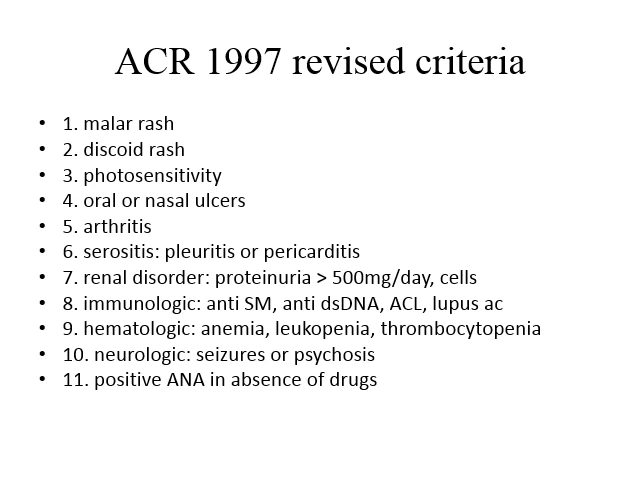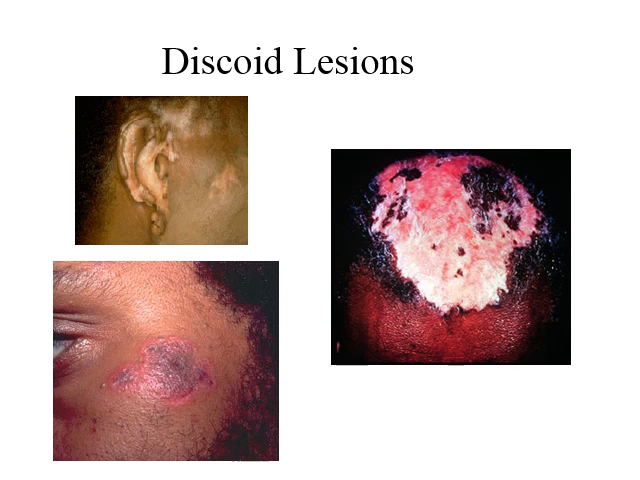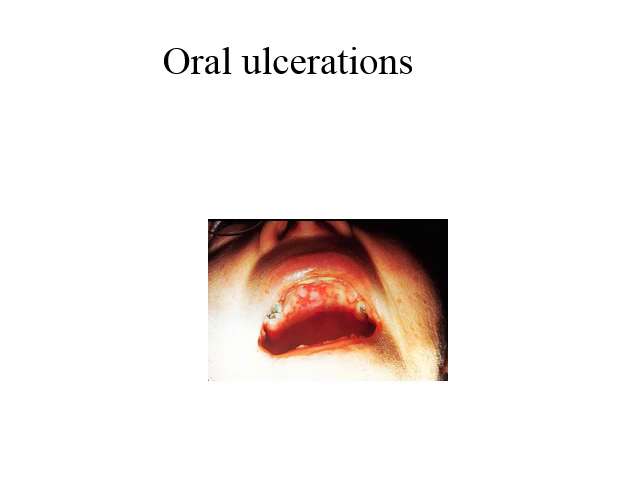Now next is the neurological manifestation. Seizures or psychosis may be present, and positive anti-nuclear antibody in absence of drugs. Now we see, this is the picture of malar rash. This is the discoid lesion. Scarring ulcer over the scalp, face. Now oral ulcer.